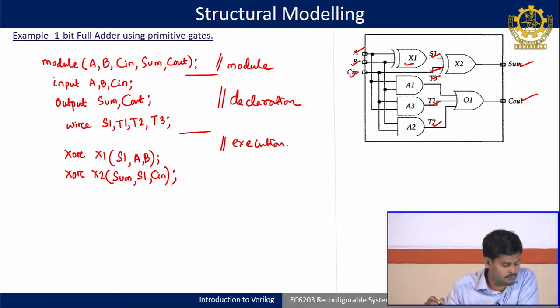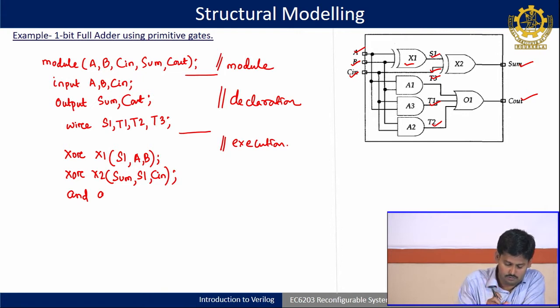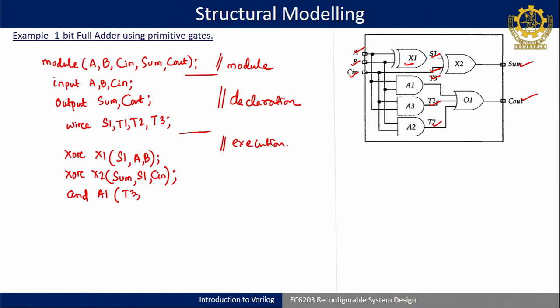So next is for AND. So for AND I am writing and. First let us say A1. Okay, do take the same thing what we have done. I have taken capital A1, so let us go with A1. Then output is T3, comma input here is connected to A and here it is connected to B.